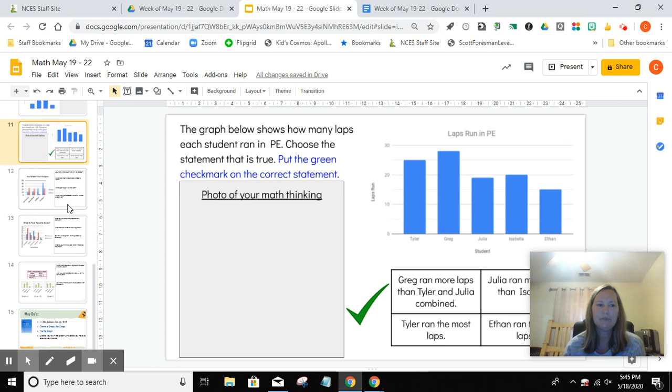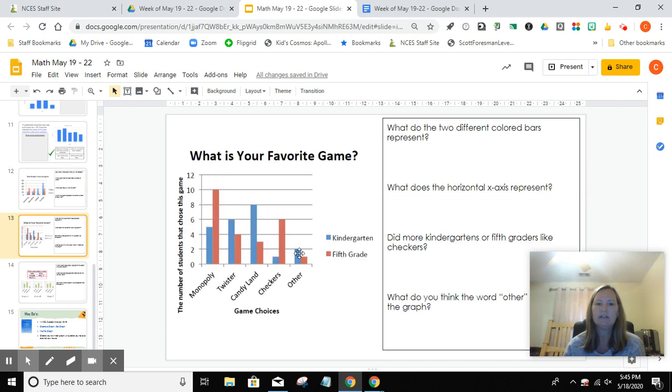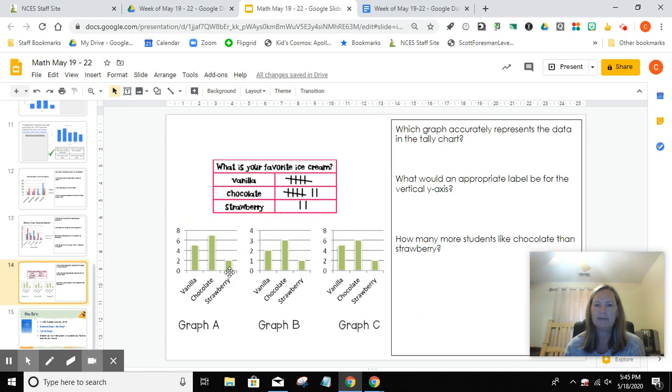The next few, slides 12, 13, and 14, are all going to be very similar in the sense that you're going to be given a bar graph and you're going to have to answer questions based on those bar graphs. So this one slide will be based on just this bar graph. 13 will be based just on this one. And then of course 14 will be based on this one. So answer the questions the best that you can.